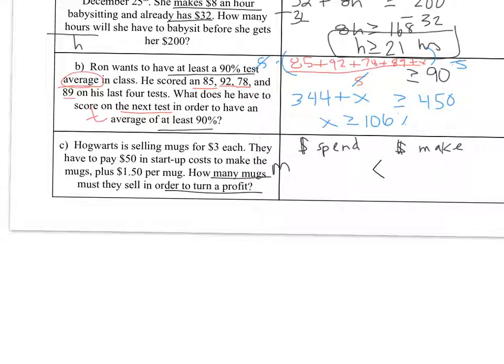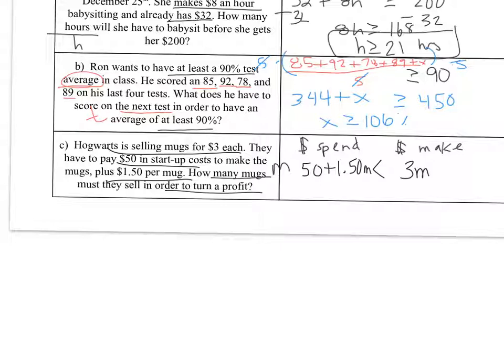So if we're selling mugs for $3 each, we're going to make $3 per mug. If we have to pay $50 in startup costs just to make any mugs, it's going to be 50 plus, you got to spend $1.50 to make a mug. So maybe the mugs cost $1.50 when you buy them wholesale. So now this represents how much it costs to make the mugs, and this is the money that you make. So the more mugs that you sell, probably the more money that you're going to make, right?